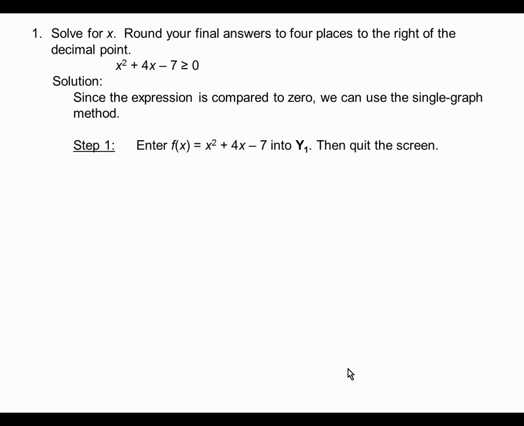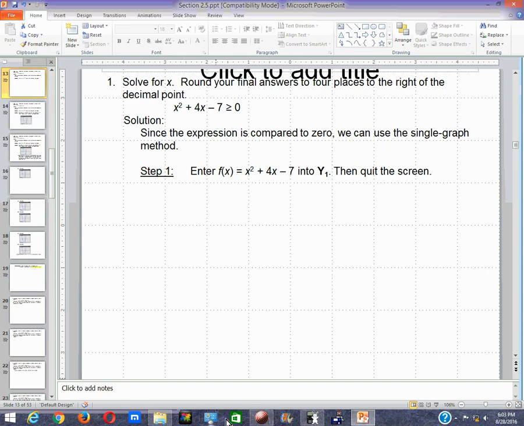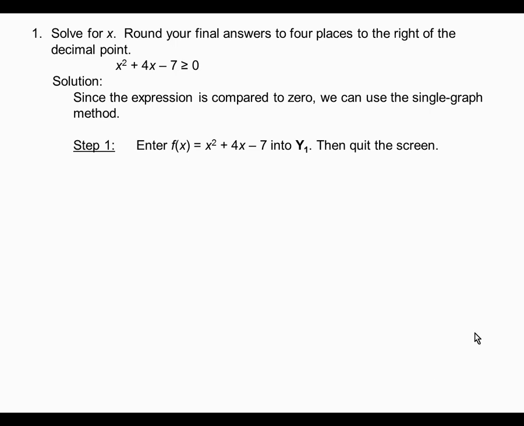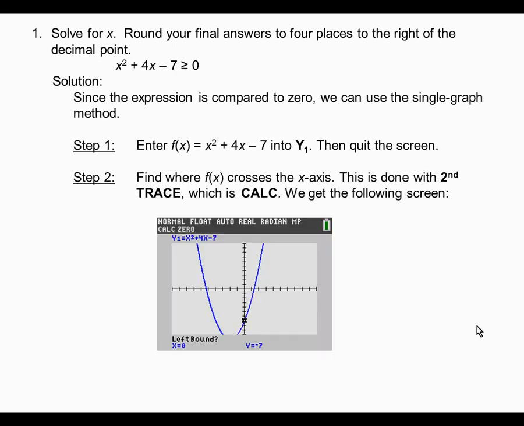So step 1, we're going to enter f of x equal x squared plus 4x minus 7 into y1, then quit the screen. Okay, let's go ahead and do that then. So let's see, take out the calculator. Okay, y equals, we're looking at x squared plus 4x minus 7, and then we quit the screen. Okay, now step 2 says find where f of x crosses the x-axis. So this is done with the second trace, which is calc. So you're going to get the following screen.